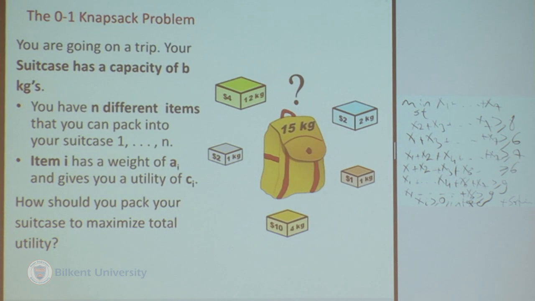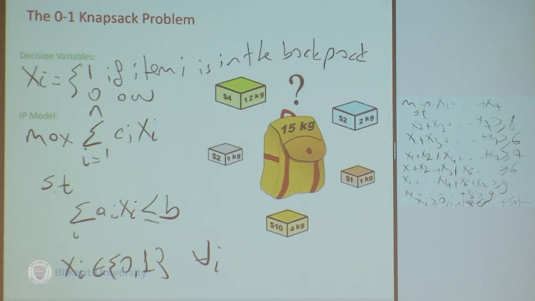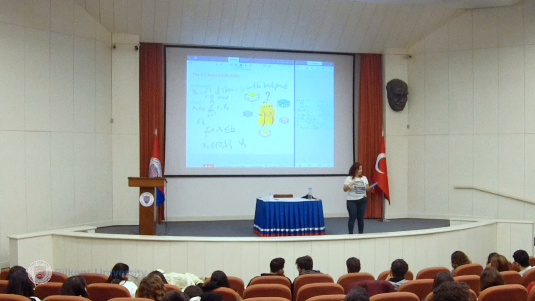ai was the weight of it. B is the total capacity. So this b, ai, and ci, are they variables or parameters? ai, bi, ci, variables or parameters? Parameters. What is my variable? xi. Any questions? Yes. Knapsack problem shouldn't necessarily be an integer programming problem.